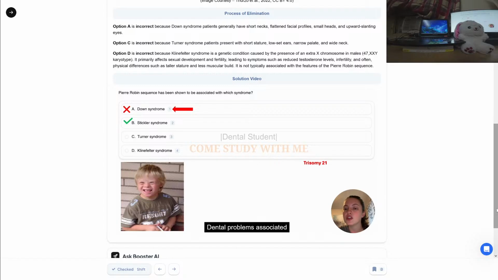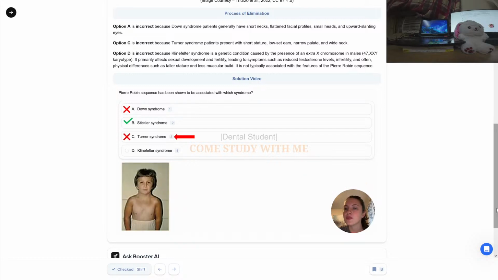Dental problems associated with the condition include delayed eruption of both dentitions, hypodontia, microdontia, macroglossia, malocclusion due to a small maxilla, and an increased risk for periodontal disease. Treatment for this condition involves a multidisciplinary team and is based on each individual's physical and intellectual needs. Because Down syndrome has no association with the Pierre-Robin sequence, we knew that this answer choice was incorrect.